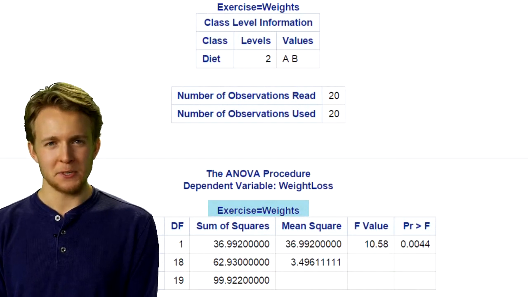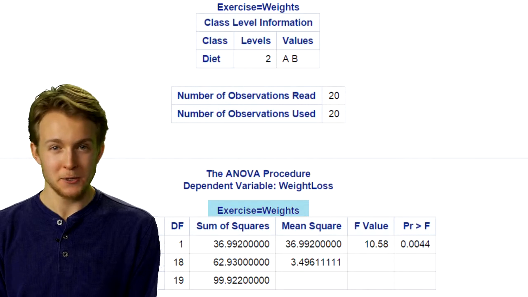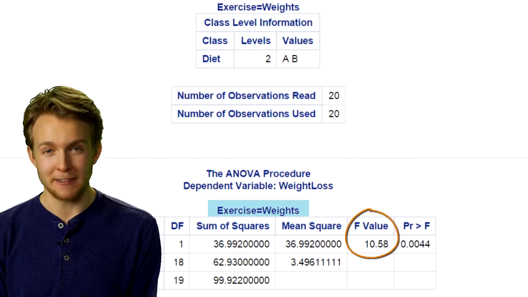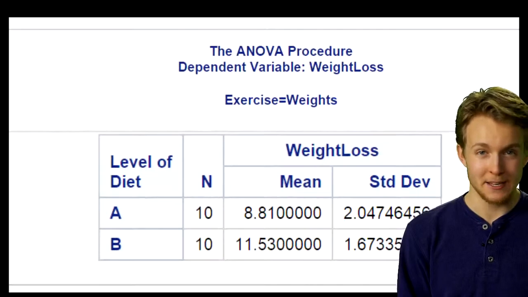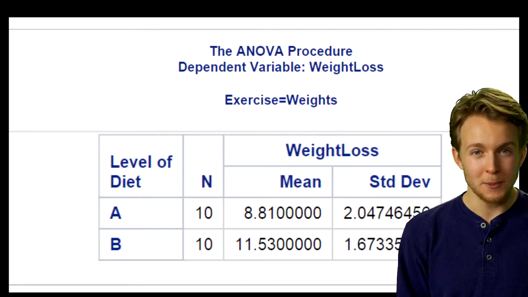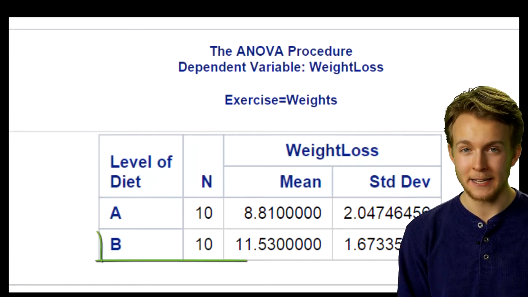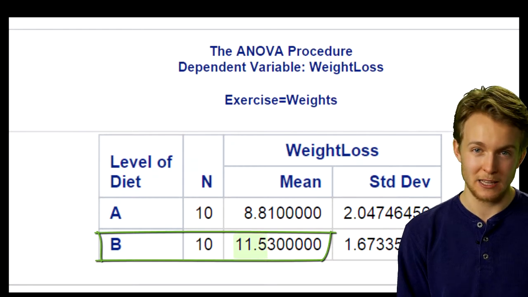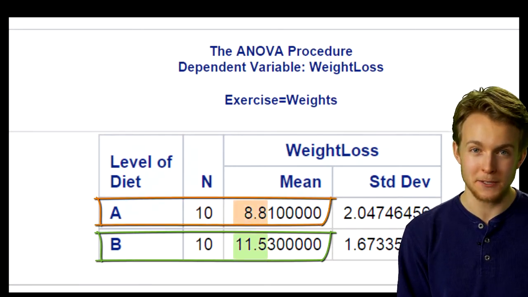The association between diet and weight loss for those involved in the weight training exercise program is also significant. It has a large F value. However, the means show that the association is in the opposite direction. For those involved in weight training, diet B is associated with greater weight loss, 11.5 pounds, compared to diet A, only 8.8 pounds.